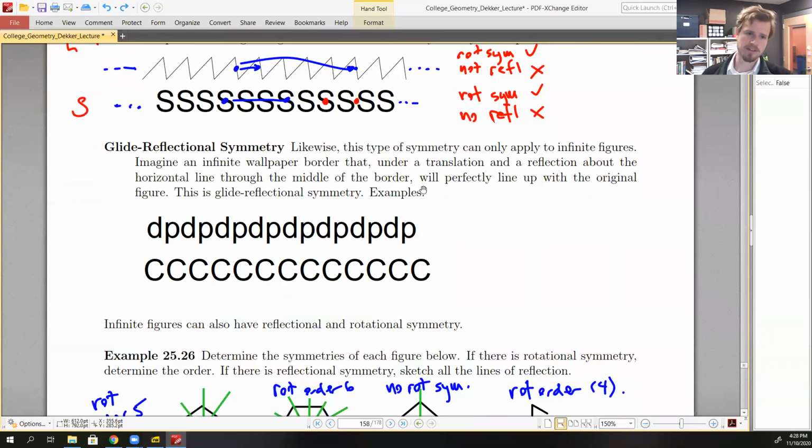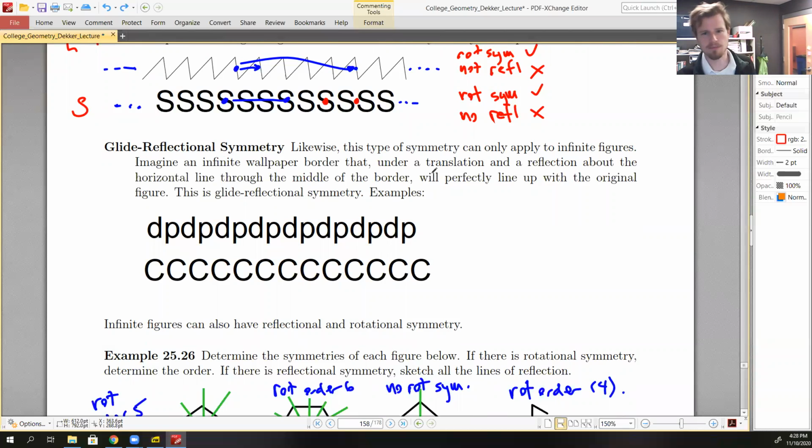So we can also consider glide reflectional symmetry. That is, we reflect it and then move it a little bit, or we move it a little bit and then reflect it. So for these, usually the line of reflection is the line through the middle.